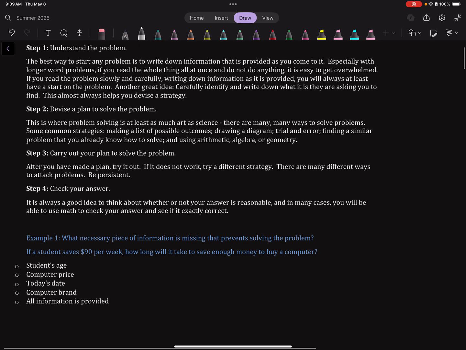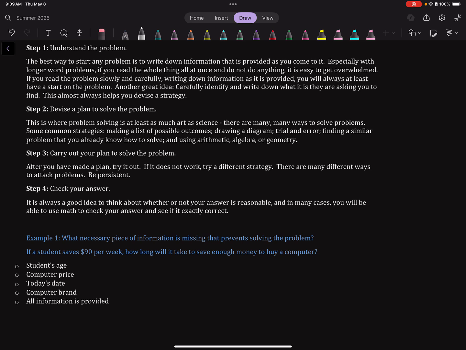Step two is to devise a plan to solve the problem. This is where problem solving is at least as much art as science. There are many, many ways to solve problems. Some common strategies: making a list of possible outcomes, drawing a diagram, trial and error, finding a similar problem that you already know how to solve, and using arithmetic, algebra, or geometry.